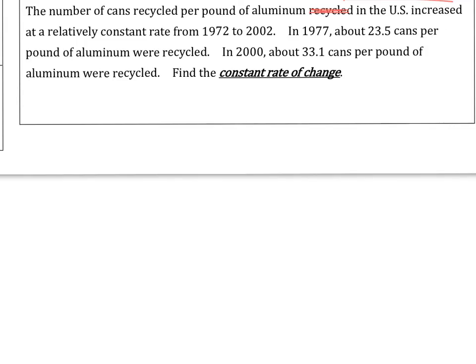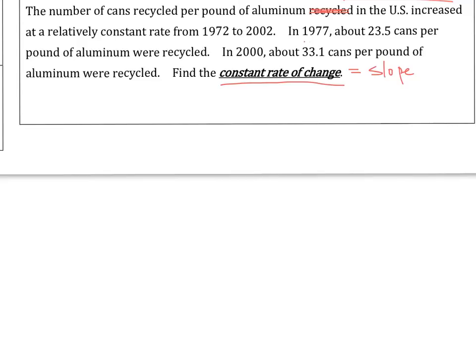The number of cans recycled per pound of aluminum in the U.S. increased at a relatively constant rate from 1972 to 2002. In 1977, about 23.5 cans per pound of aluminum were recycled. In 2000, about 33.1 cans per pound of aluminum were recycled. Find the constant rate of change. The constant rate of change simply refers to the slope. How fast was the rate of recycling changing?